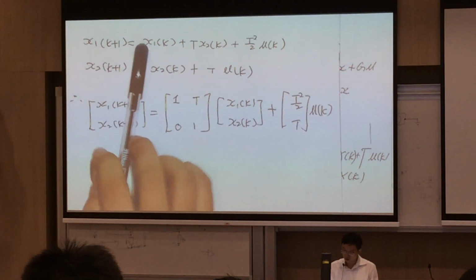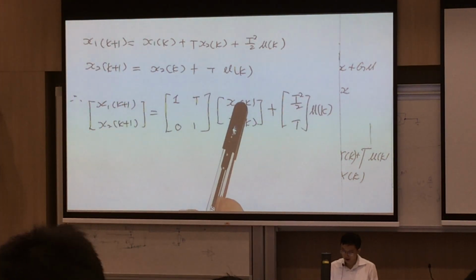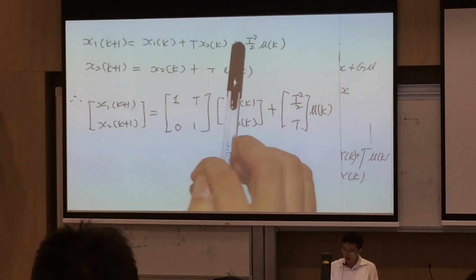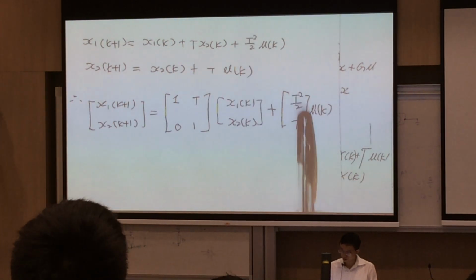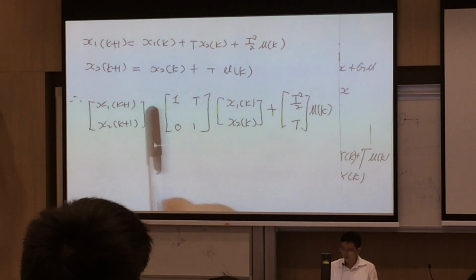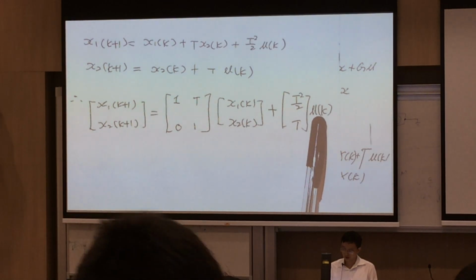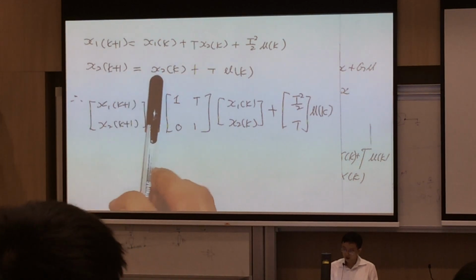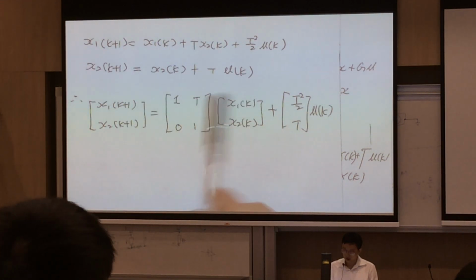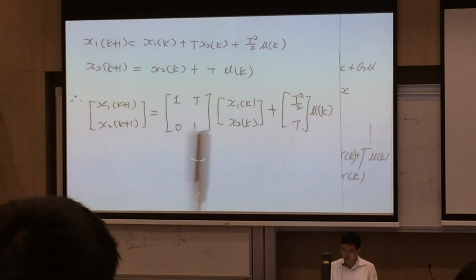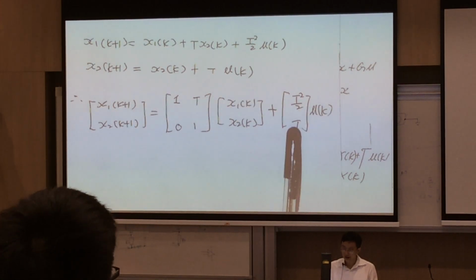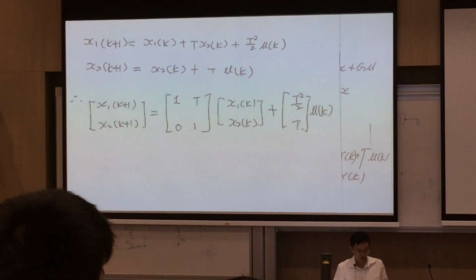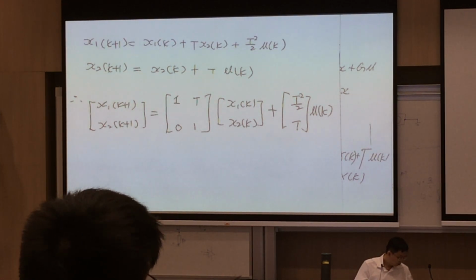What you get: x1 k plus 1 equal to 1 times x1k, t times x2k, plus half t squared multiplied by uk. So basically this is my first equation. My second equation, x2 k plus 1 equal to x2k, so x1 is 0, x2k is 1, uk is t. So this is how I get my state space function.